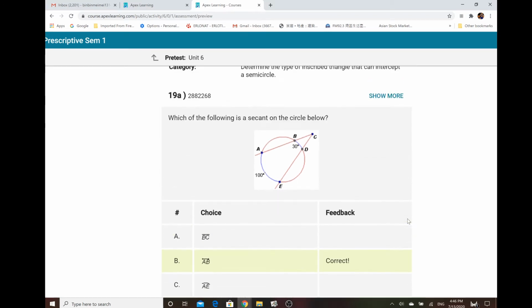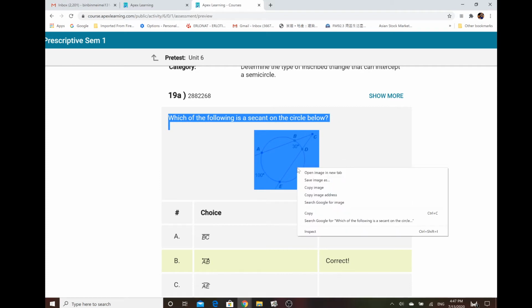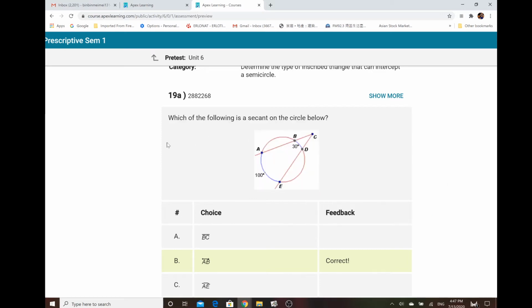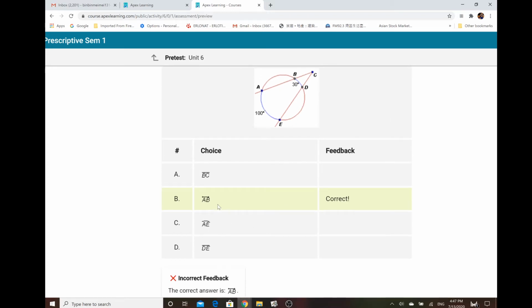And now, what about number 19? How do you find out the measure of that angle? Which one of the following? Okay, let's just do some analysis first. Which of the following is a secant on the circle below? A secant means a line going through 2 points on a circle. So this one, you can say it's line AB. You don't want to say it's a segment, because a segment goes from point A to point B and then just stops. So it's a line going through the circle at 2 points. So line AB, you see that with 2 arrows.